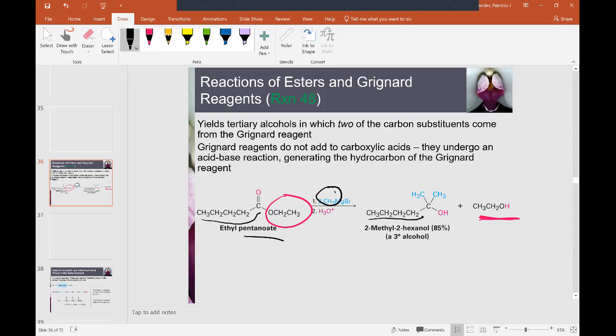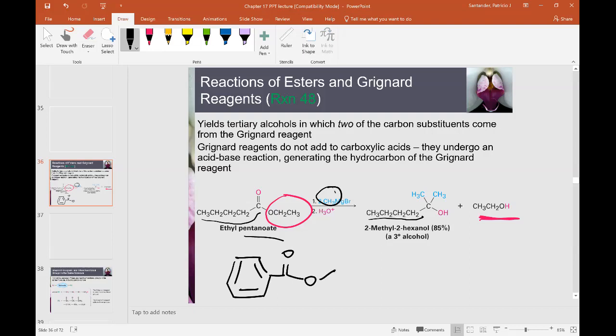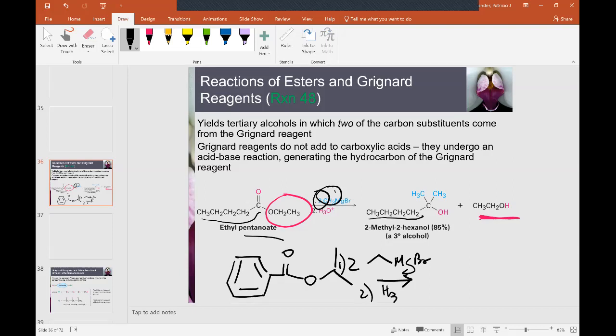So let me give you another example here. Let's say that the ester that you have looks like this. And you have a benzoate that looks like this. And let's say that I react this with ethyl magnesium bromide. So, as we said, in this reaction, you will use 2 equivalents of the Grignard reagent. So, 2 equivalents. That will be my step number 1. And then step number 2, as usual, H3O+.